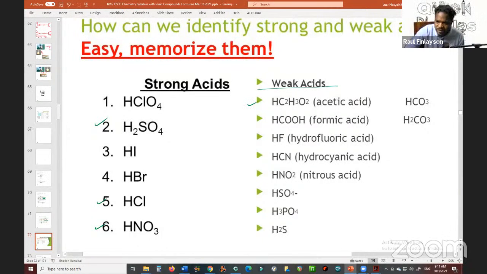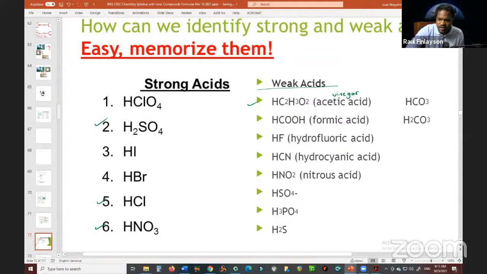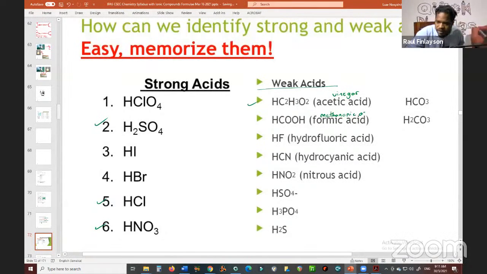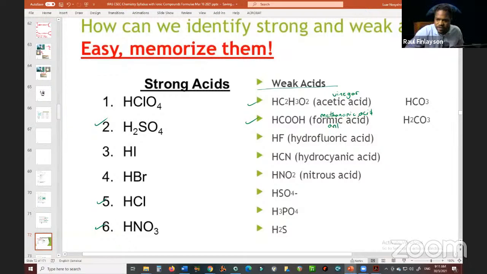Acetic acid is actually what's used in vinegar. Formic acid is the same thing as methanoic acid. This is the ants acid, the ants bite. So it's methanoic acid. Let's correct that word here. Methanoic. All right, so that's important. This is the ants bite. So if you can remember the ants bite, you certainly can remember this.